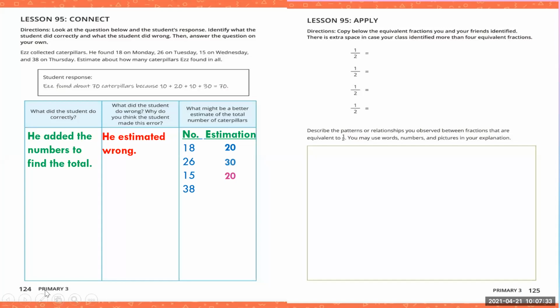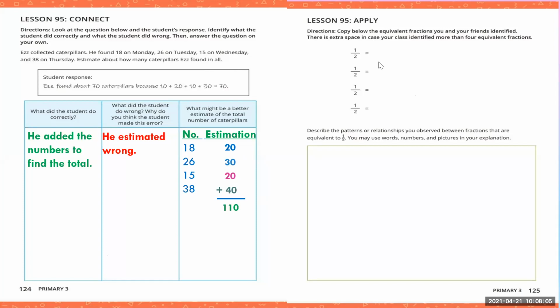Now let's add all of them to find in all. To find in all, we will add all of them. We will put 0, and 2 plus 3, 5, 5 plus 2, 7, 7 plus 2 plus 4, 11. So the total will be 110.